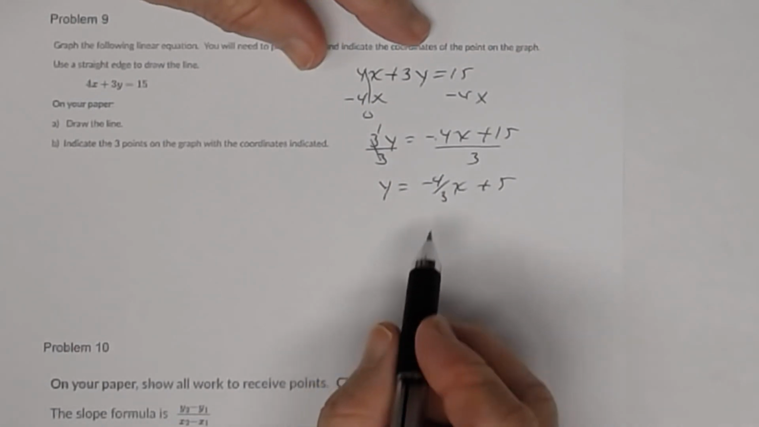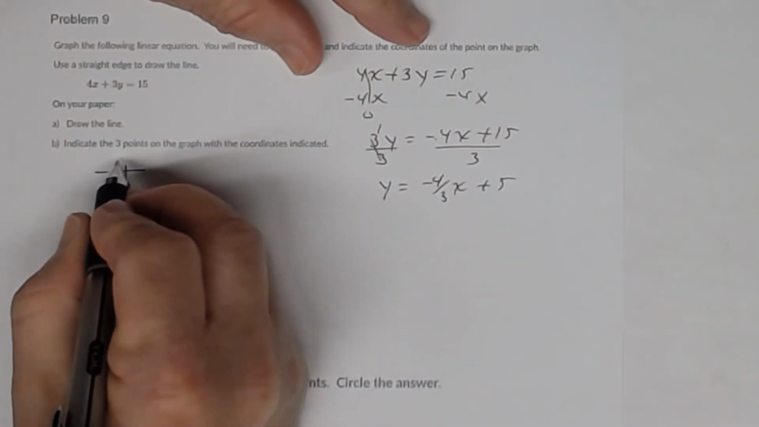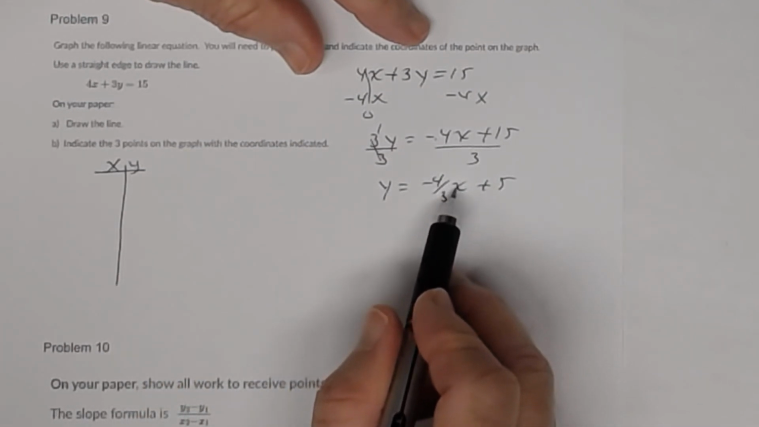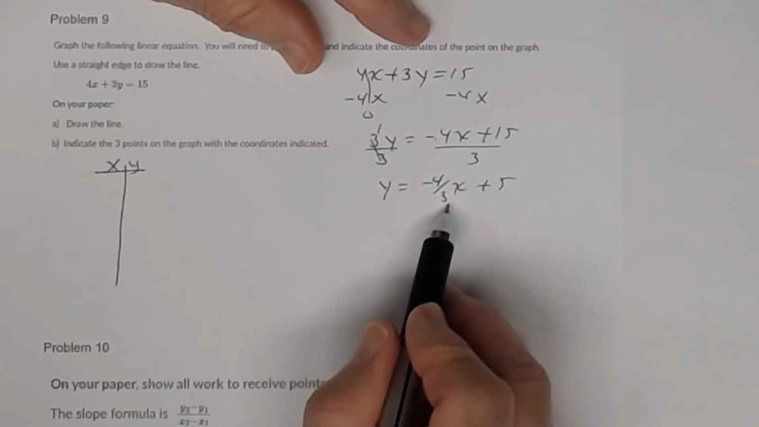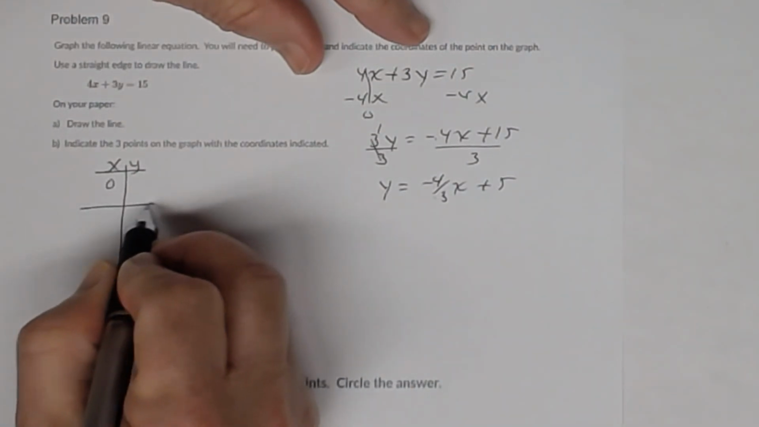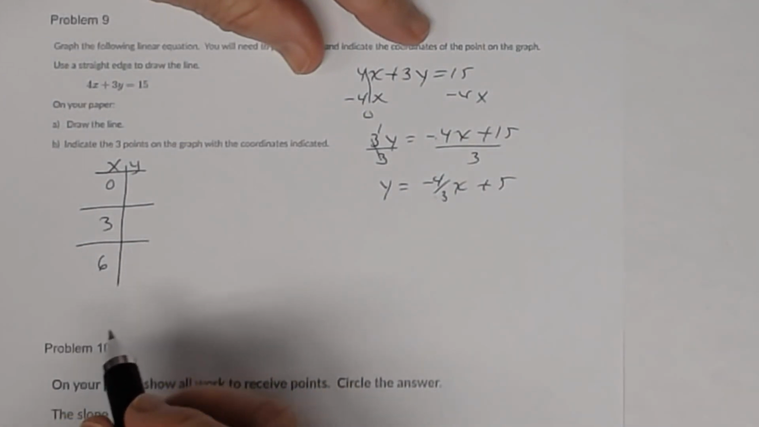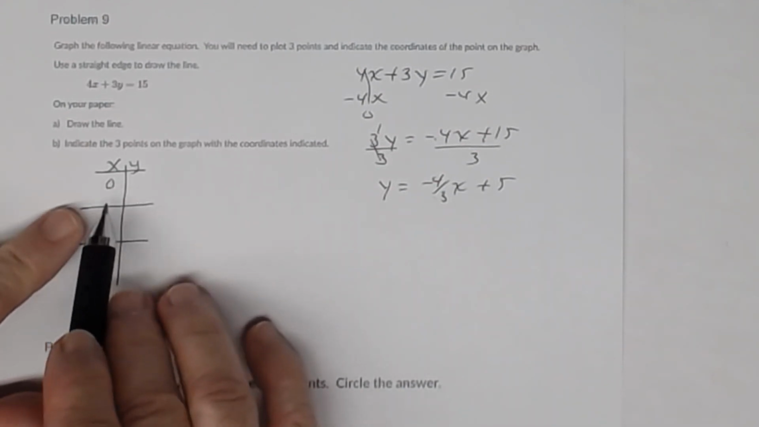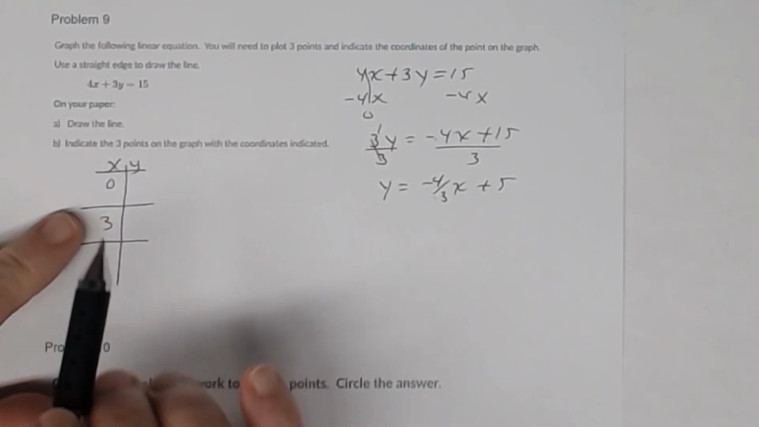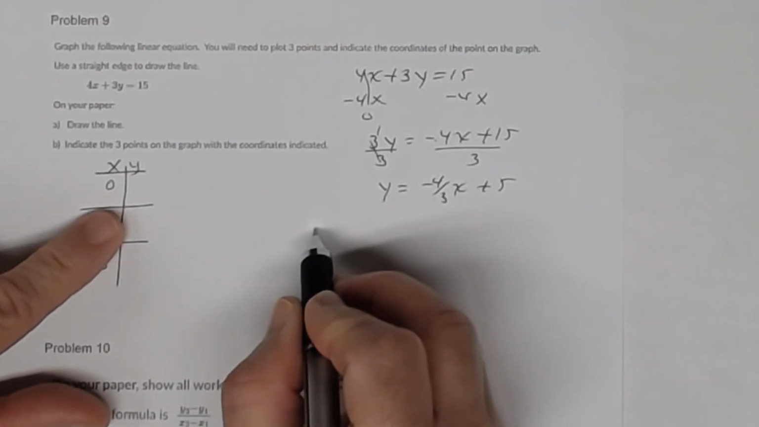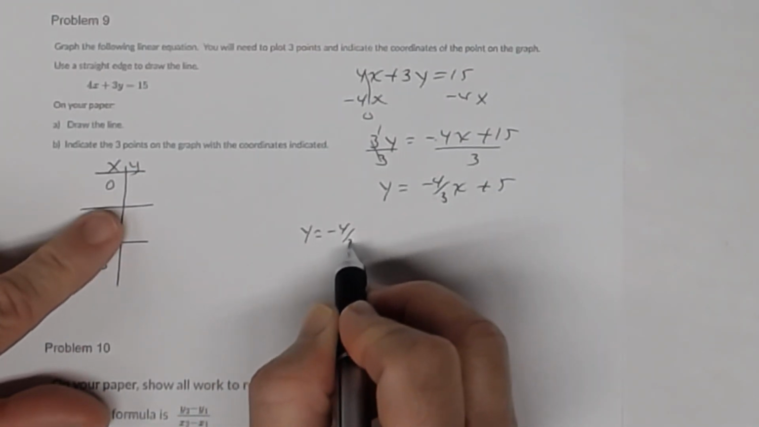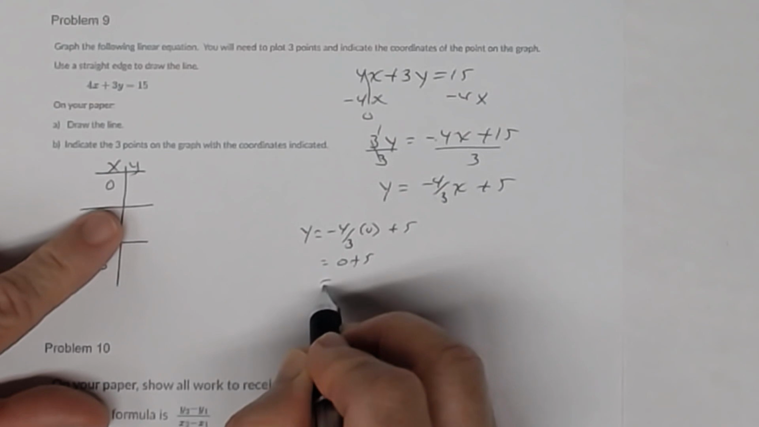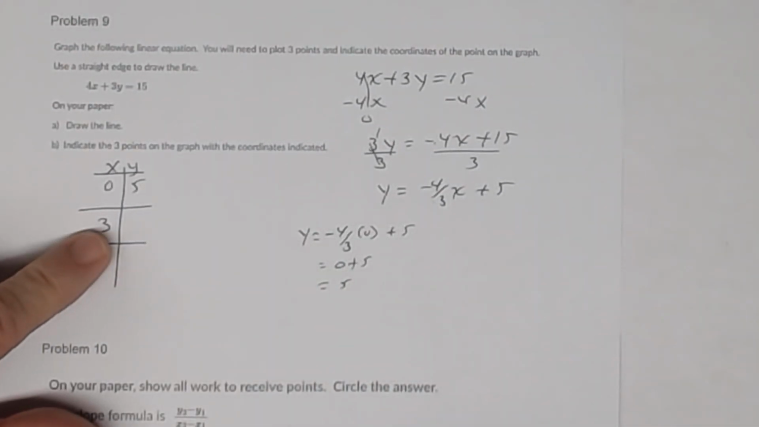All right, so from here, we're going to find 3 points on that line. And remember, since the slope is a fraction, it's always easiest to use values of x that are divisible by 3. So for example, 0, 3, 6, negative 3, negative 6, and so on. Those are going to be my 3 values of x because it does indicate 3 points. So if x is 0, I get y equals negative 4/3 times 0 plus 5. Negative 4/3 times 0 is 0, and 0 plus 5 is 5. So one of my points is 0, 5.